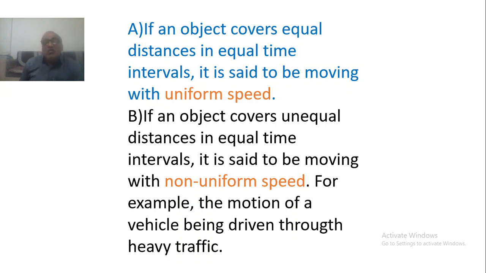Opposite to that, if an object covers unequal distance in equal intervals of time, then it is said to be moving with non-uniform speed. For example, the motion of a vehicle being driven through heavy traffic: we have to increase and decrease the speed. When there is a crowd we reduce it, when the crowd is gone we increase it. That is non-uniform speed.